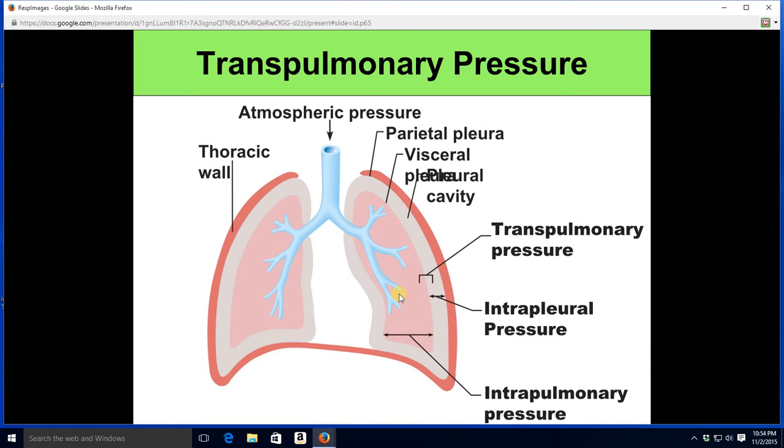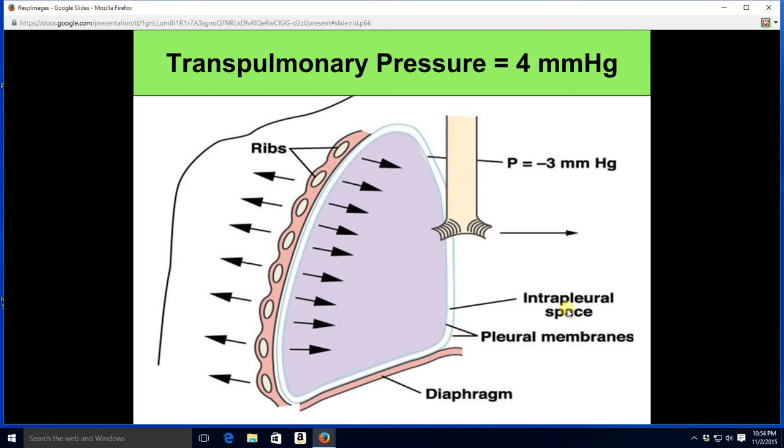Now there is something else called the transpulmonary pressure. That is the difference between the pressure in the lungs, intrapulmonary, and the pressure in the pleural cavity, intrapleural. Normally, the transpulmonary pressure is about 4 millimeters of mercury. What this means is that the pressure inside the lungs is 4 millimeters of mercury greater than the pressure in the pleural cavity.